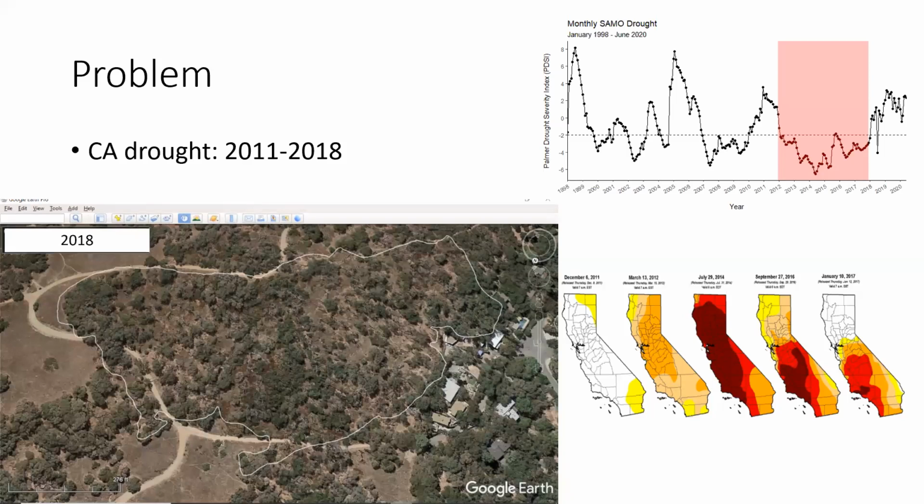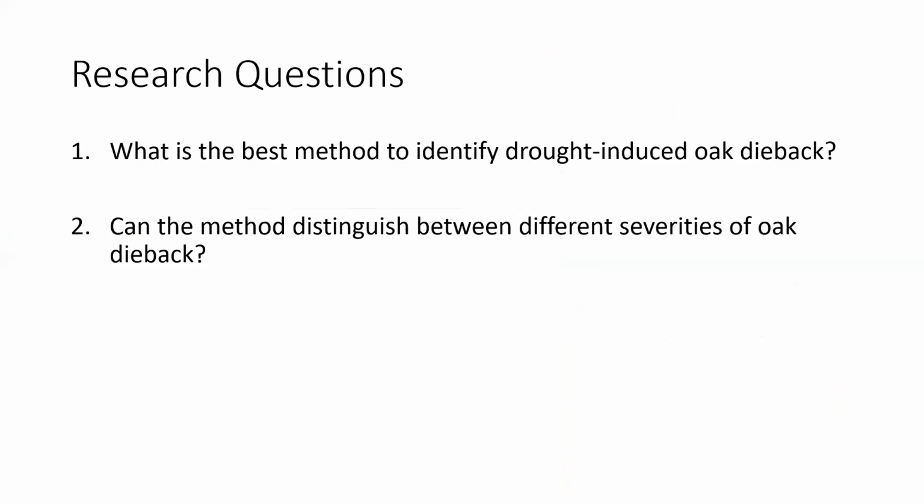Unfortunately, I was not able to answer any big questions about oak dieback patterns. Instead, I worked on setting up a framework for long-term landscape scale monitoring, since the first step in assessing trends in oak dieback is simply determining where dieback has occurred. My research this summer answered the following questions. What is the best method to identify drought-induced oak dieback? And can the method distinguish between different degrees of oak dieback?